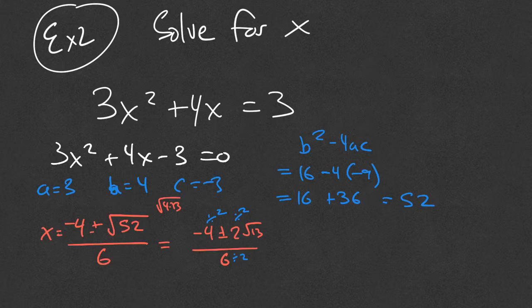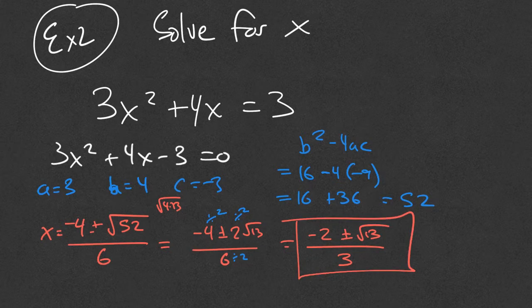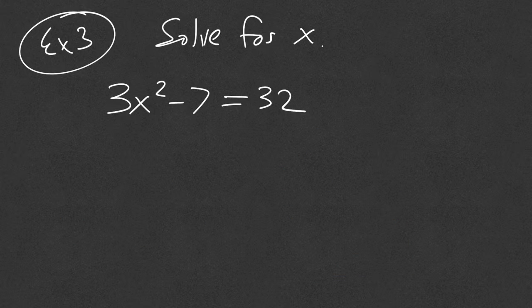So I'm going to get a final answer of negative 2 plus or minus root 13 divided by 3. And that's my solution. Those are my two answers for this equation. Moving on. Example 3 here.